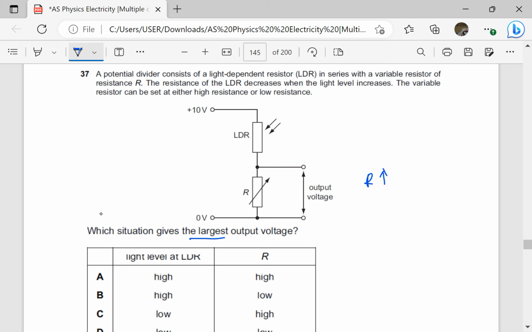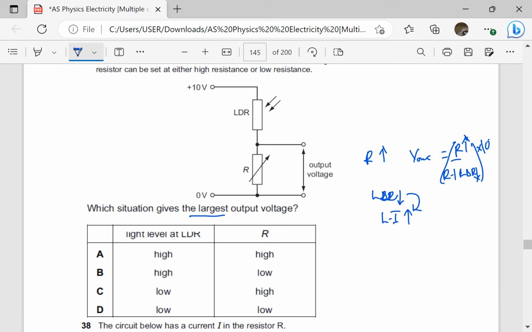If we want a large output, because V out is going to be R over R plus the resistance of the LDR, then times V in. So R should be greater, and then the resistance of the LDR should be smaller. How do we make the resistance of the LDR smaller? The light intensity should be higher.